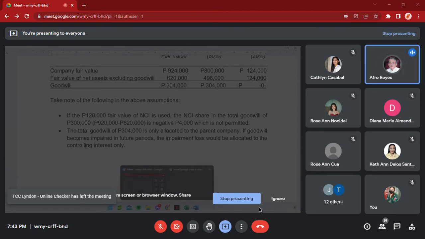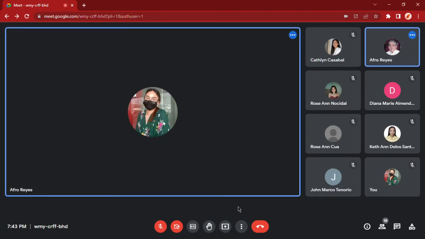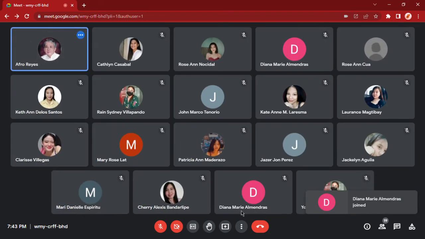Class, may matatanong ba kayo? Sa tingin ko naman, at that point, maintindihan ninyo ang laman, kung talagang iintindihan ninyo. So, walang tanong. Okay.